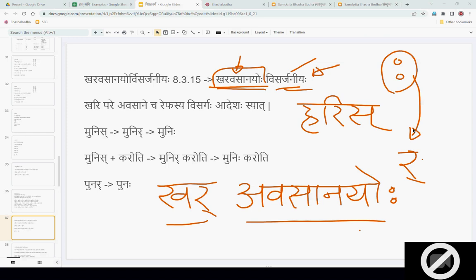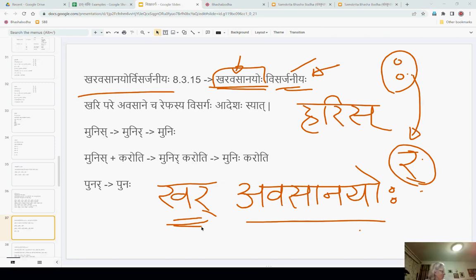When? That is the question. When will it be substituted? When this visarga will be substituted for this ra, that is what this sutra is saying. So this sutra is saying visarga will be substituted for ra when this ra is followed by a khar letter. The ra is followed by a khar letter. What is a khar letter? That's a good question.